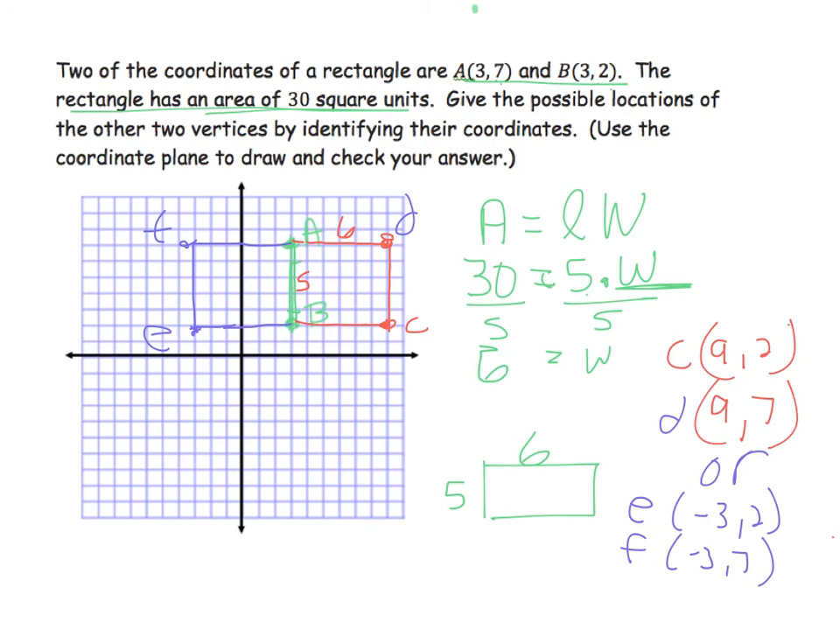Okay, so we worked backwards. We used the formula and plugged in what we knew, worked backwards to find the other dimension, and then used what we know about distance on the coordinate plane to find our other points.